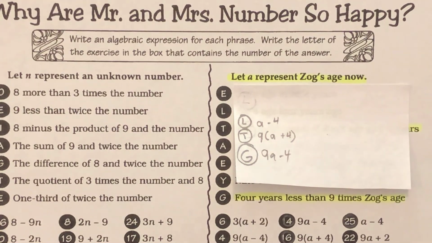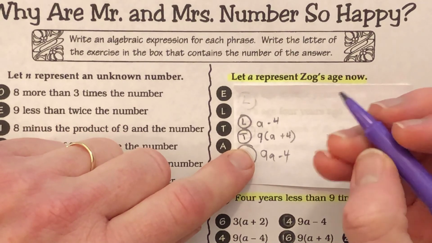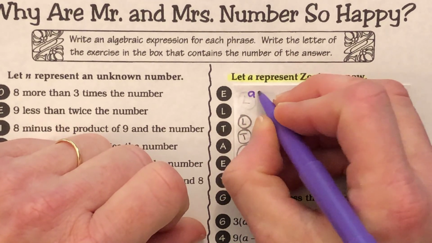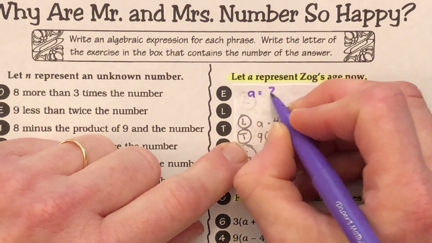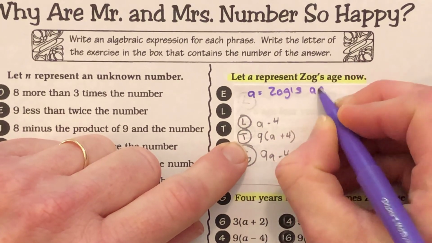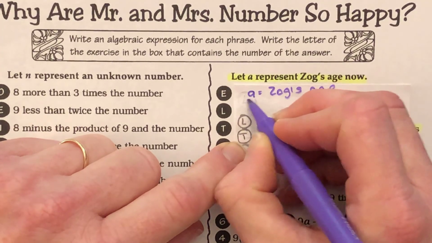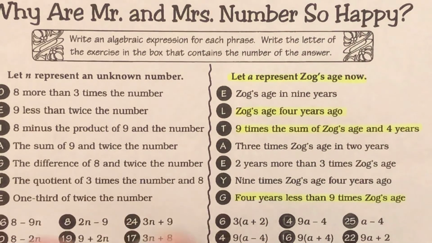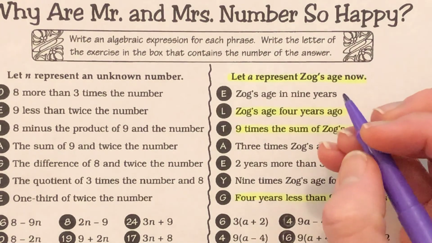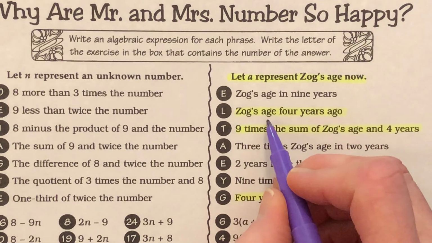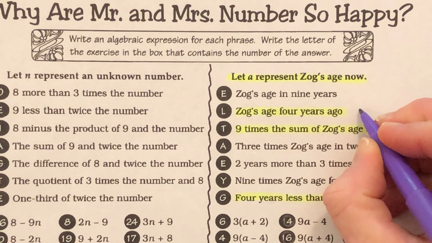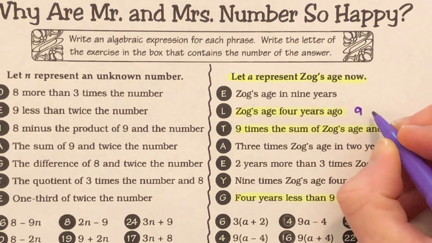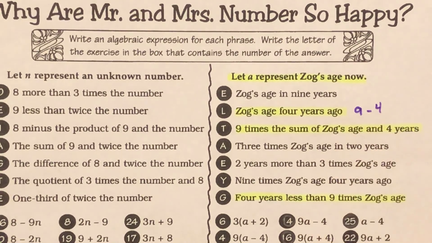It says, let A represent Zog's age now. So anytime we talk about Zog's age, we'll refer to it as A. I always like to define my variables before I do these. Let's start with the first one. Zog's age 4 years ago. Well, if his age today is A, then his age 4 years ago is A minus 4.